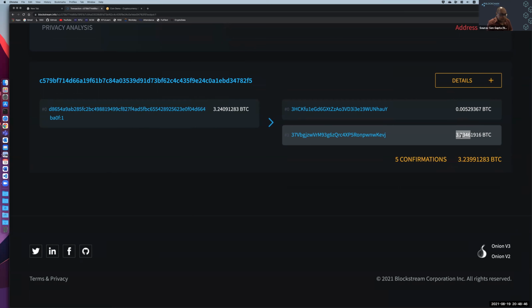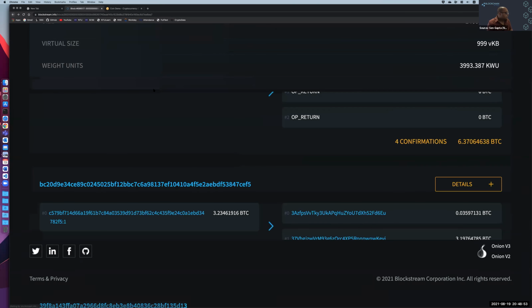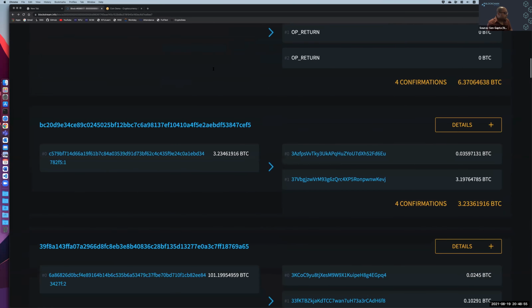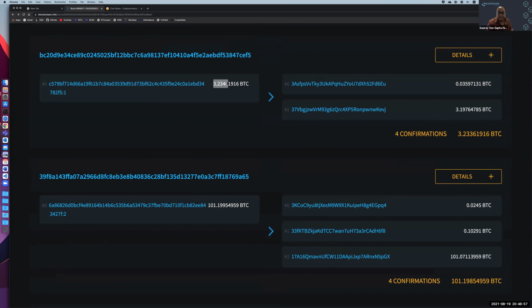They got this 3.2346 Bitcoin earlier from a transaction. And now if I go back, they are trying to use this 3.2346 Bitcoin as the input to a new transaction where they're sending the output to two different parties, one 0.0359 and the other 3.197. So what's going on?